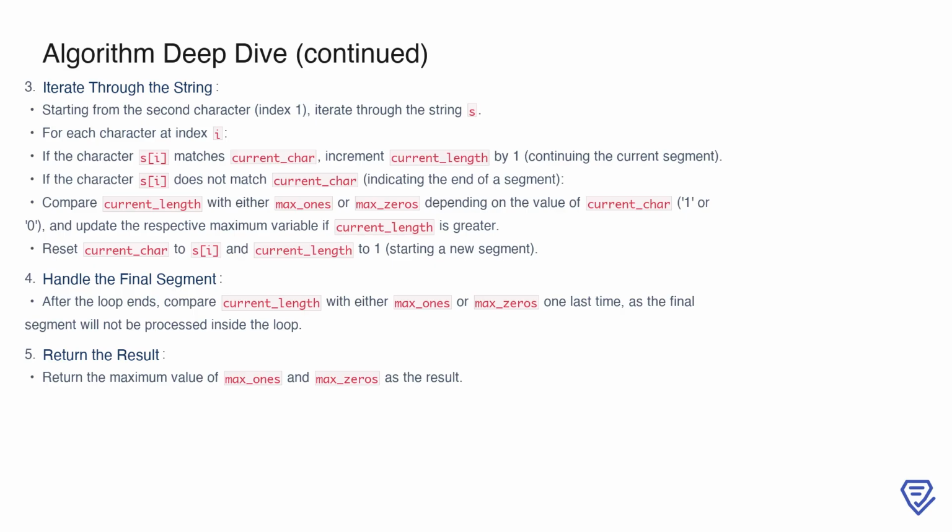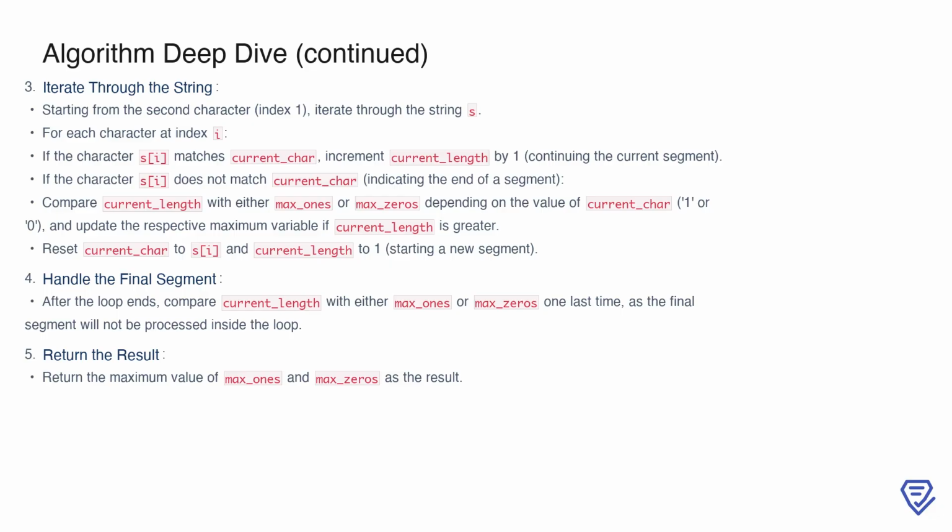For each character, if it matches current_char, we increment current_length since we are continuing the same segment. However, if the character differs from current_char, it means the previous segment has ended. At this point, we compare the length of the completed segment, stored in current_length, with the corresponding maximum variable, either max_1s or max_0s, and update it if the current segment is longer. Then, we reset current_char to the new character and start a new segment by setting current_length to 1.